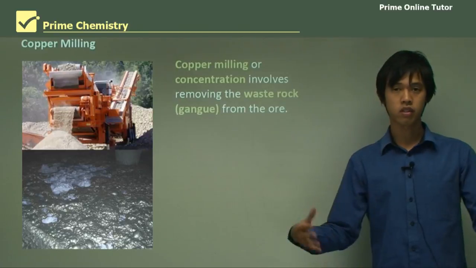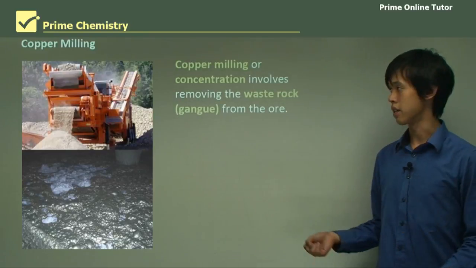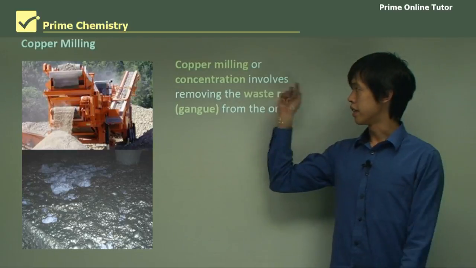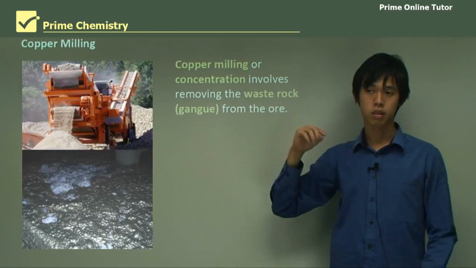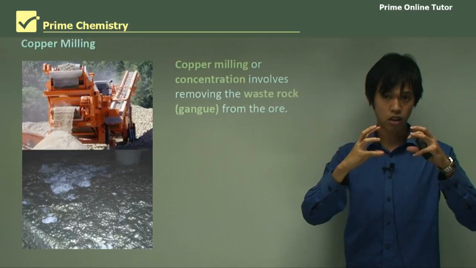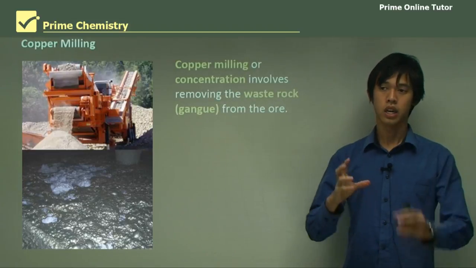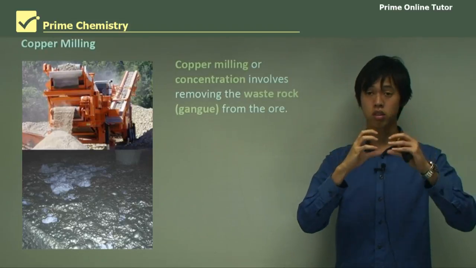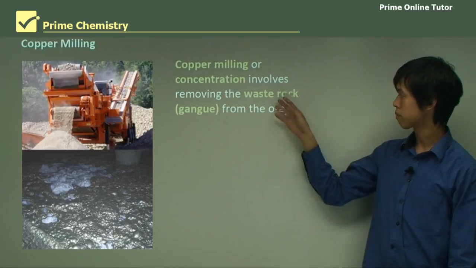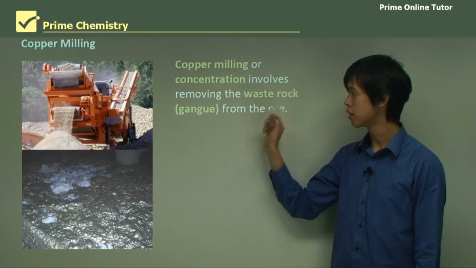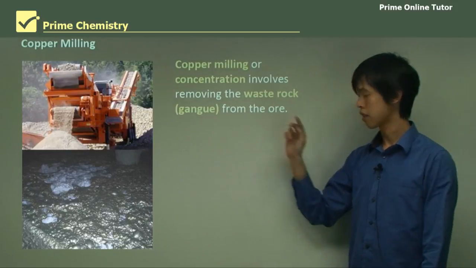Once we've dug it out of the ground in our big hole, we need to do the next process, which is milling. It's also called concentration because we're taking that 0.15% copper and concentrating it by getting rid of some of the waste rock and getting a more concentrated amount of copper. Essentially this milling process removes the waste rock, which is sometimes called gangue, from the ore.